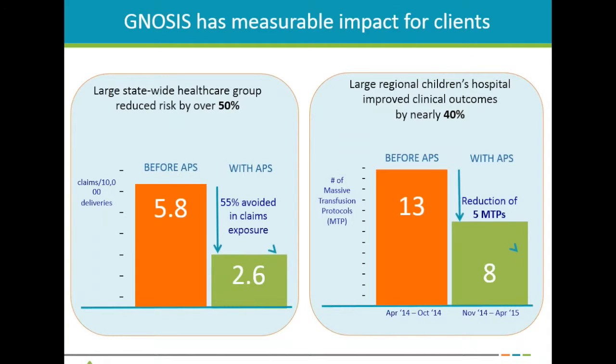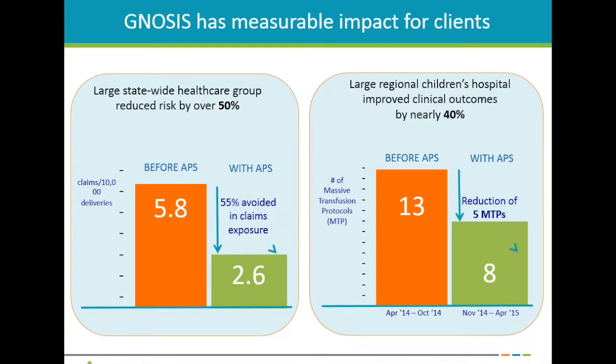We have some very specific client examples of the impact of GNOSIS. This first graphic to the left is a large statewide health group, B.A, actually, so you'll hear more about this from Al shortly. They reduced risk by 50%, but also reduced the total number of claims and the cost of claims, which is significant in a very litigious healthcare environment that we are in now, and especially in California.